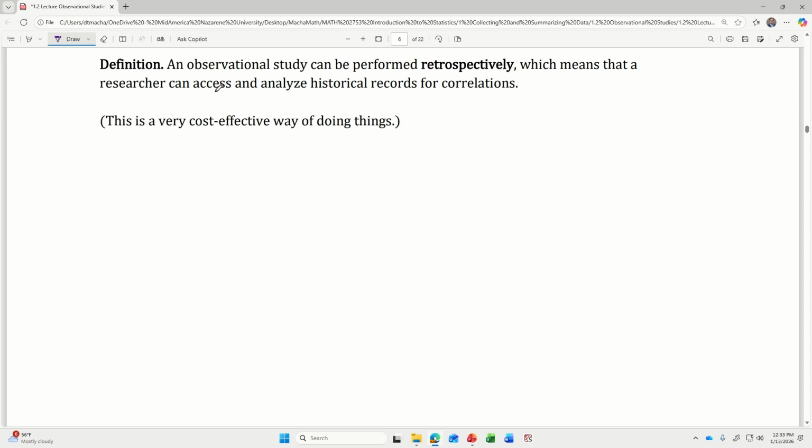We talked about this for a second. An observational study can be performed retrospectively, which means that a researcher can access and analyze historical records for correlations. This is a cost-effective way of doing things because it doesn't cost any money to look at old data.